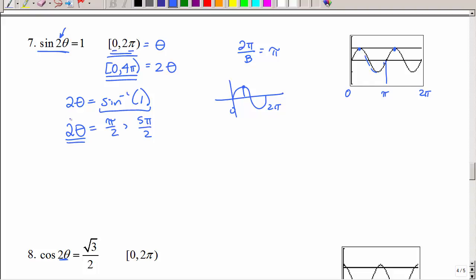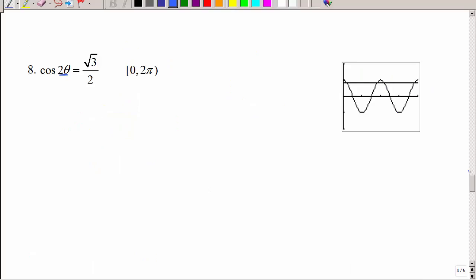Now, the last step you're going to do is divide by that coefficient of theta. So if I divide these by 2, I'm going to get pi over 4 and 5 pi over 4. That's pi over 4. That's 5 pi over 4. Be careful.